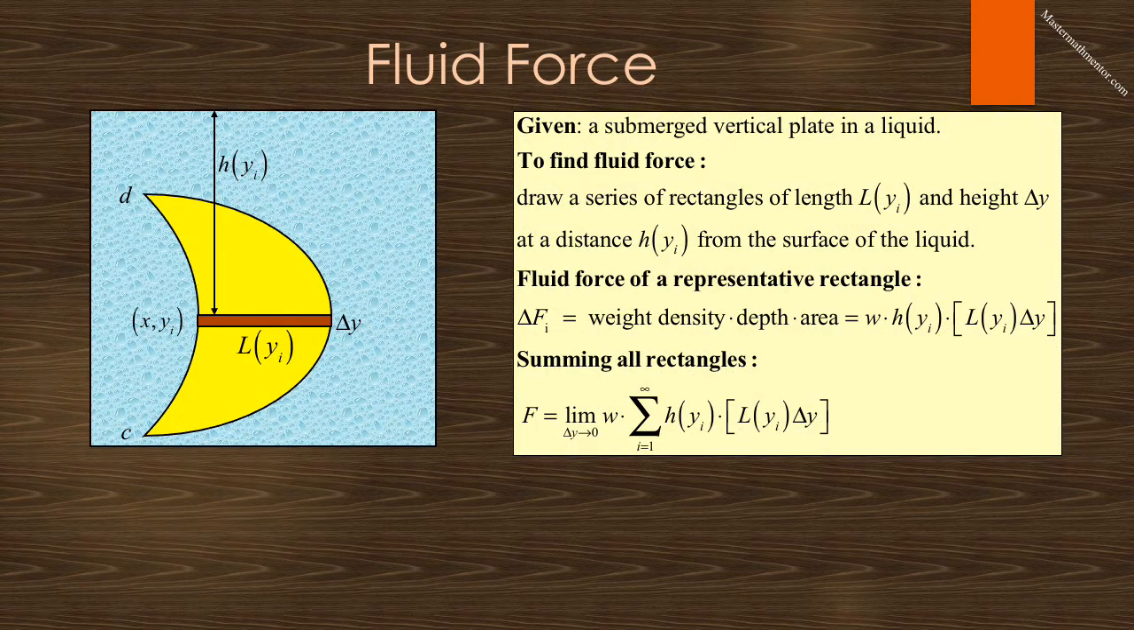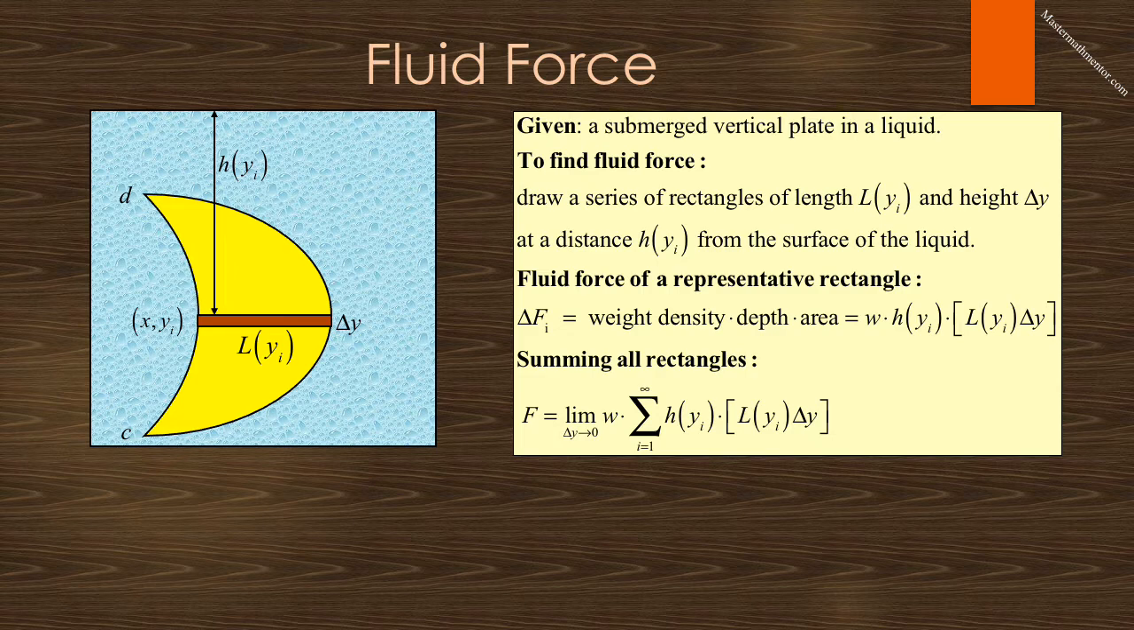As shown in the picture, we have a submerged vertical plate in a liquid, and we'd like to find the fluid force against that plate. We draw a series of rectangles, and we show one of them, of length L of y sub i and height delta y at a distance h of y sub i from the surface of the liquid.